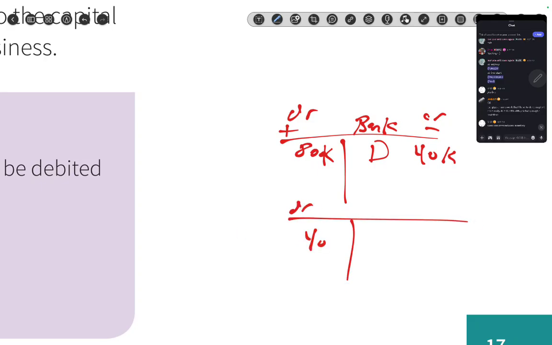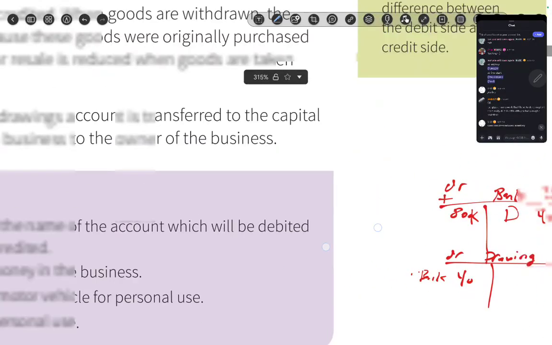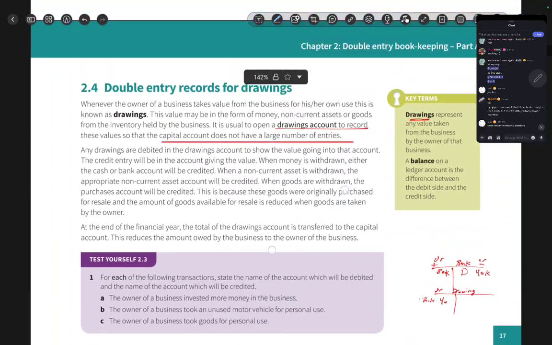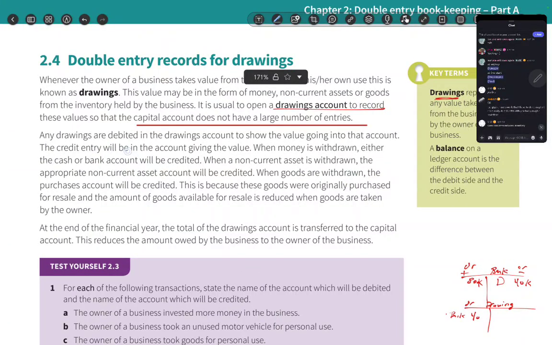And what will I write? I will write bank. So you see that your drawings account, every time you take drawings of any kind, your drawings account will be debited because you're getting money into your drawings account, okay?